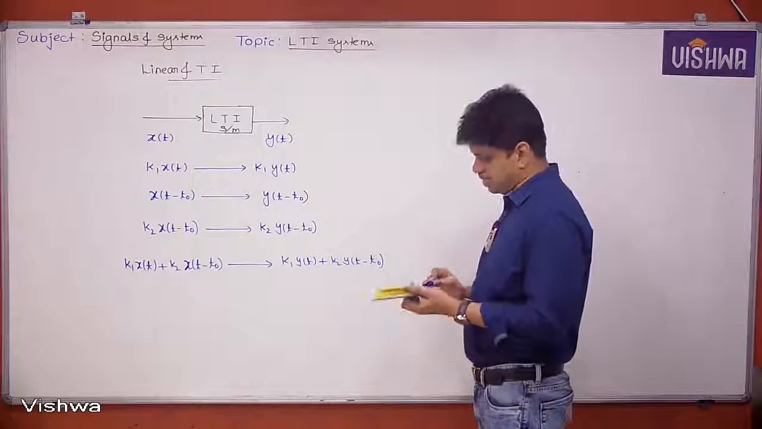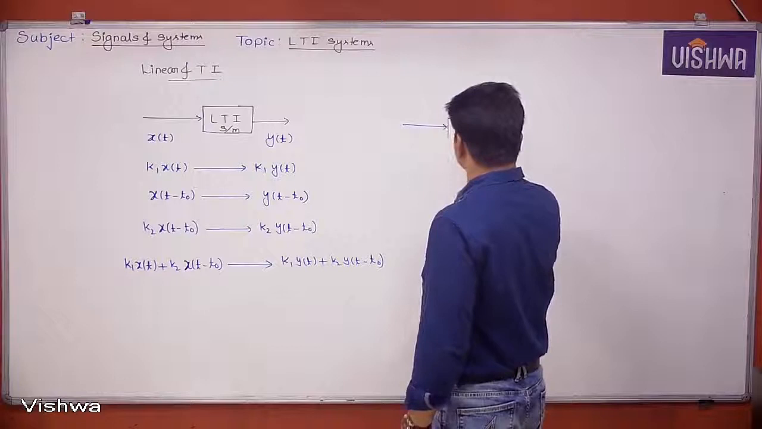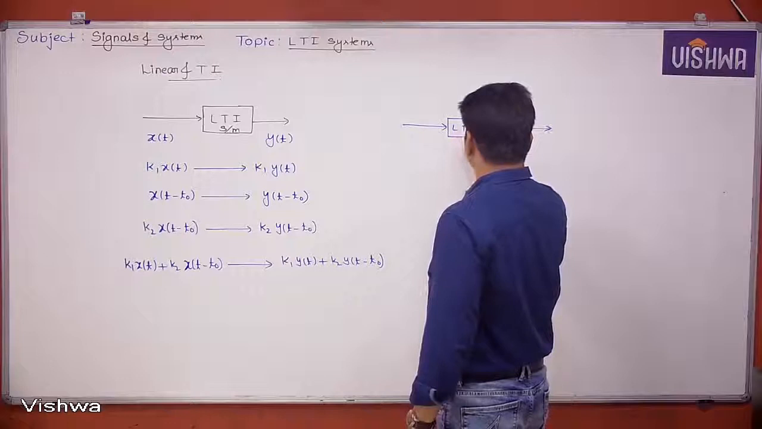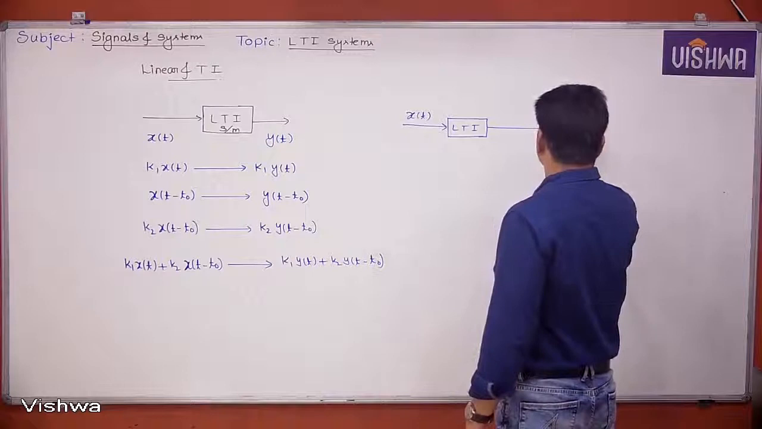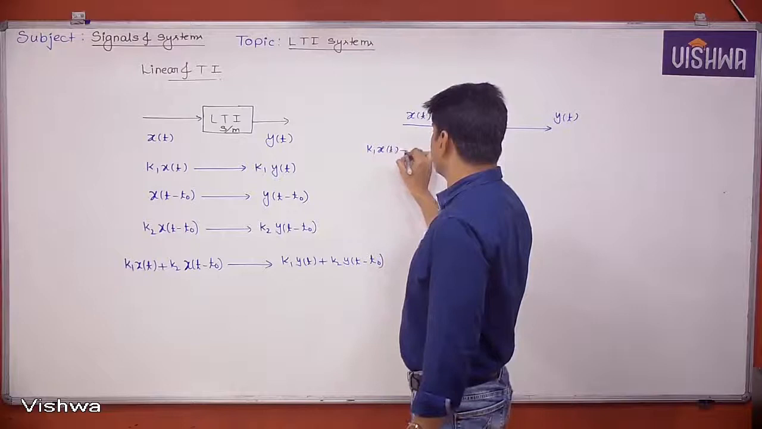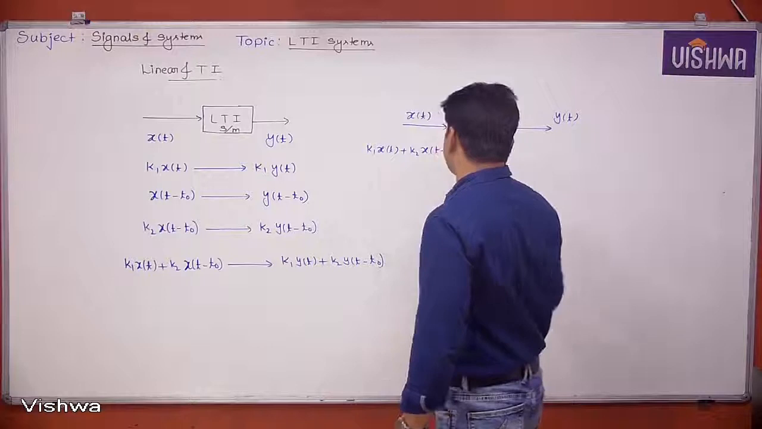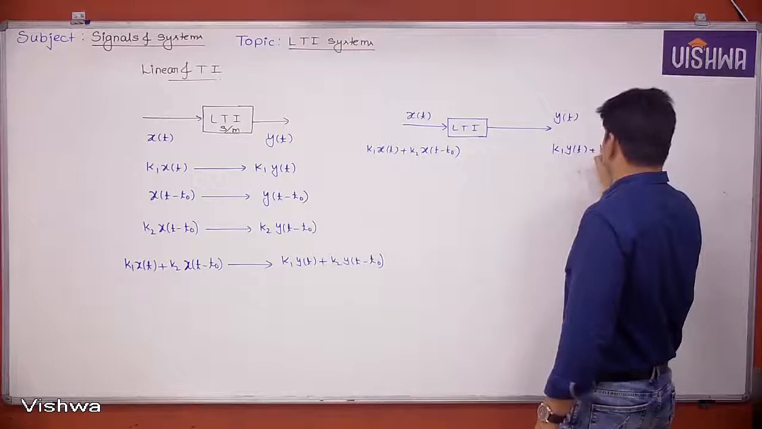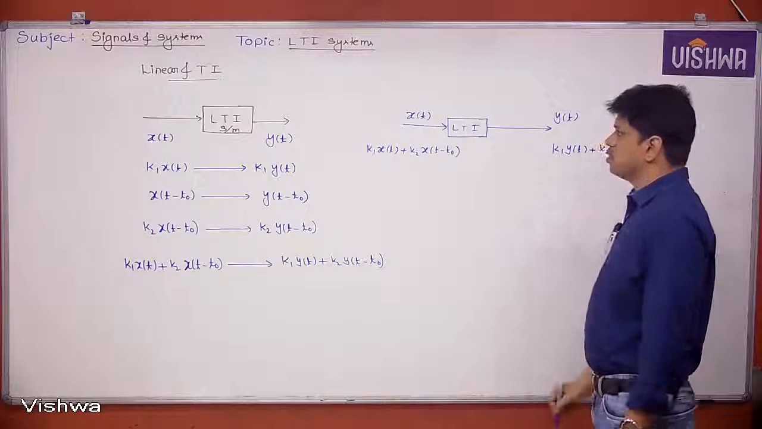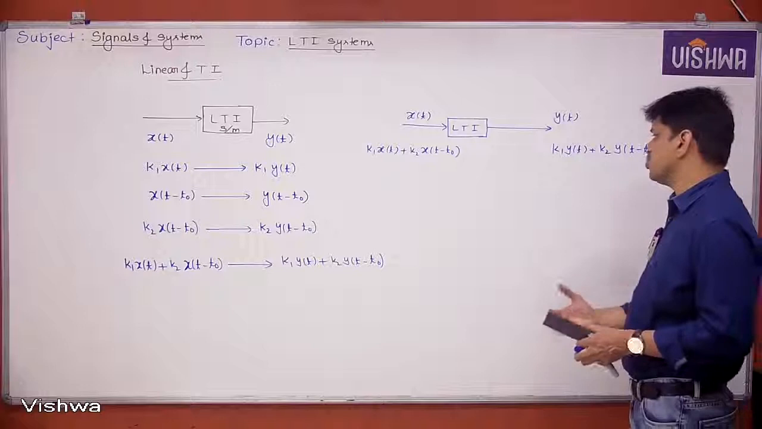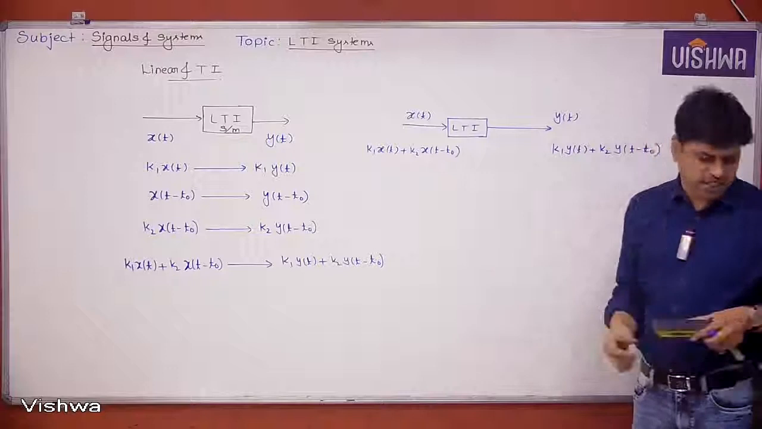So in whole, for an LTI system, if x of t is the input and y of t is the output, and k1 x of t plus k2 x of t minus t naught is the input, then the output is k1 y of t plus k2 y of t minus t naught. So this is about the linear system. A linear system is going to give you the output in this form if the input is in this form.